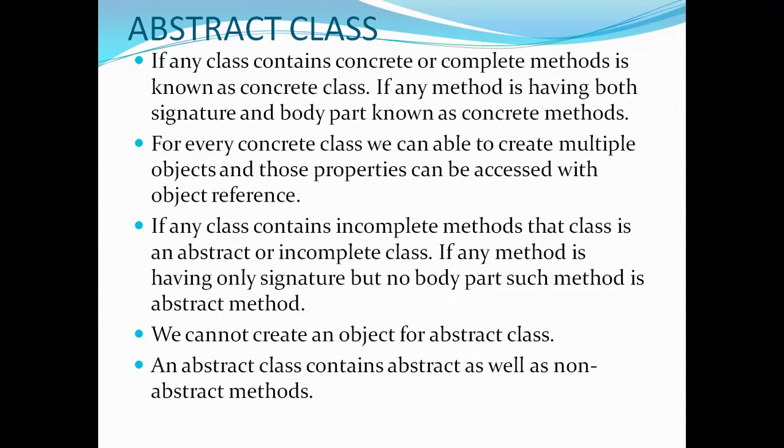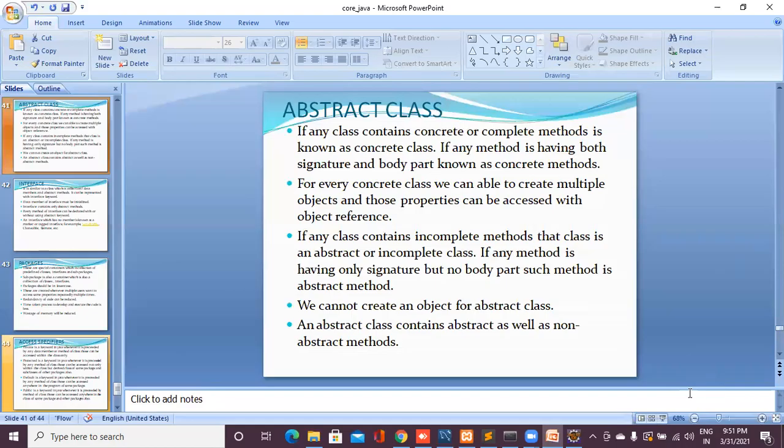If any method has only signature part but no body part, then such a method is known as an abstract method. And we cannot create an object for the abstract class. An abstract class contains abstract as well as non-abstract methods. I'll show you this with an example.